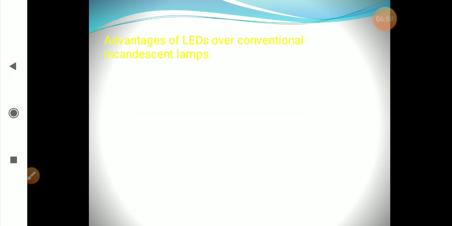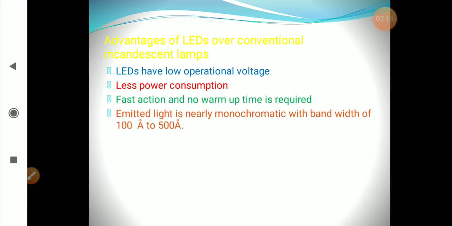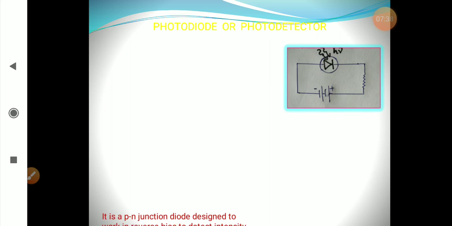Now, advantages of LEDs over conventional incandescent lamps. LEDs have low operational voltage, they have less power consumption, they have fast action and no warm-up time is required. Now, the emitted light is nearly monochromatic with bandwidth of 100 angstrom to 500 angstrom. That means the emitted frequencies are nearly constant. It has long life, ruggedness, and now let us move on to photodiode or photodetector.